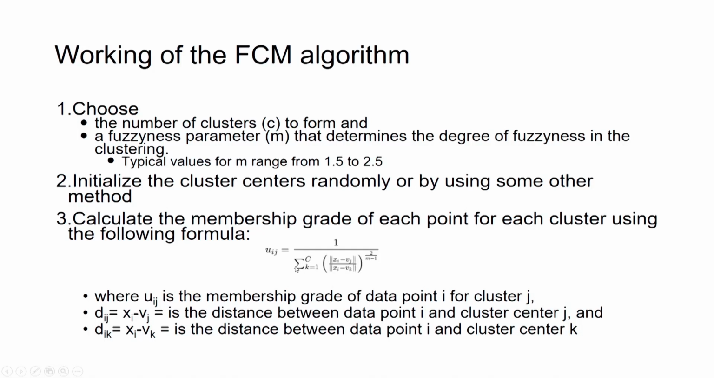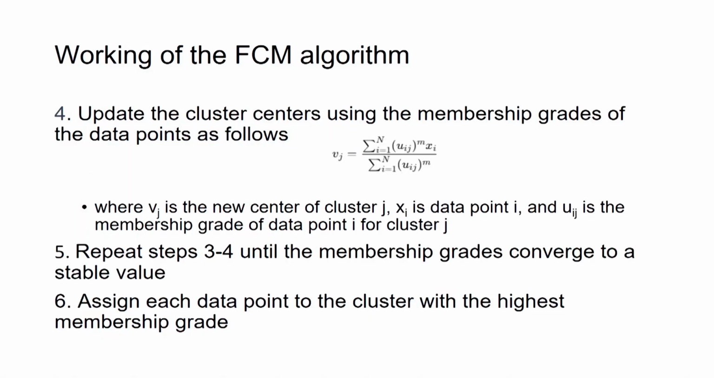after finding these membership values, we will update the cluster centers. So, how will we update cluster centers? We will use the membership grades that we calculated in the previous step. Using those membership grades, we will update these cluster centers. Now you see, if we have C clusters, we will calculate Vj, the center of the jth cluster. This we will do for V1, V2 up to Vc.